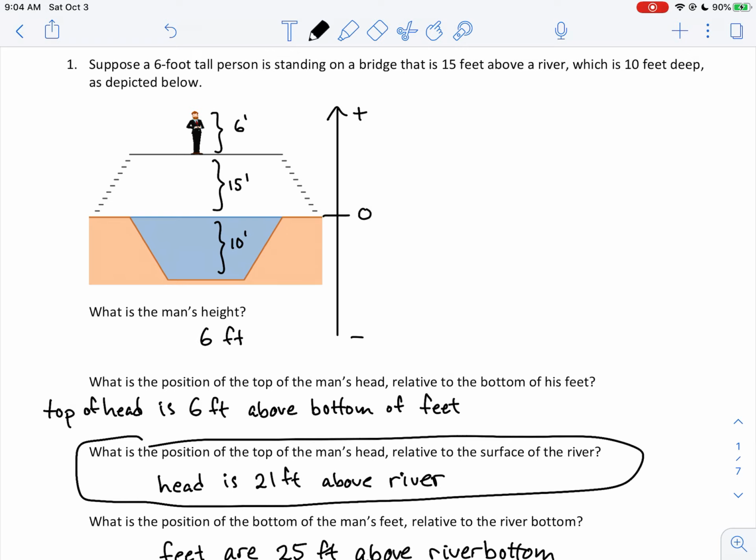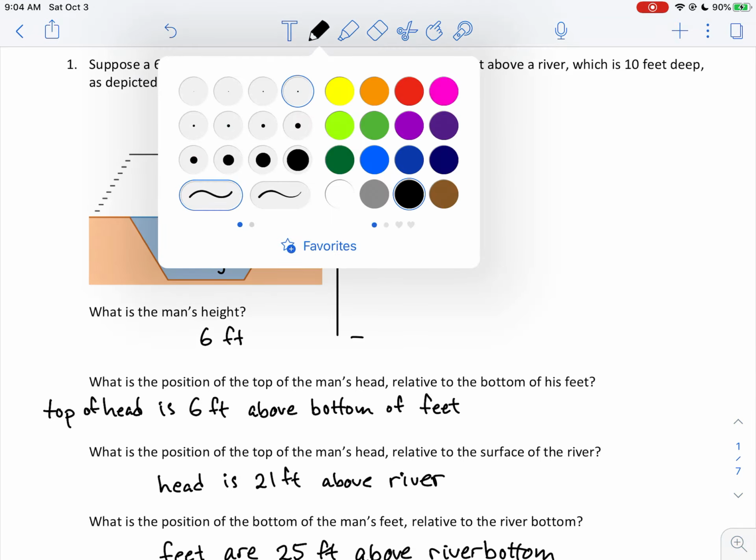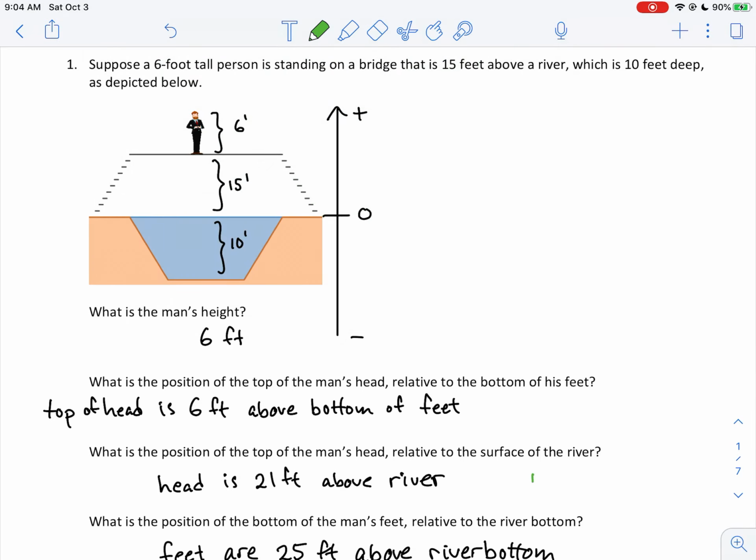The top of the head is 21 feet away from position 0. And so we could say, using an integer, a positive or negative number, that the answer is simply positive 21 feet. Or we could just leave the units off and assume that feet is implied and say positive 21 is the position of the man's head. But you really want units of measure, at least in your thinking. Might as well put it in our writing.